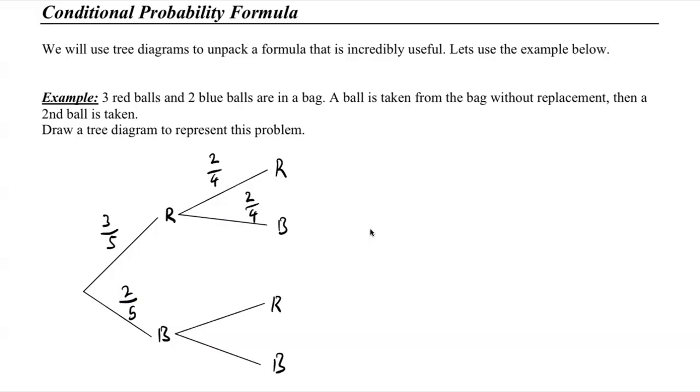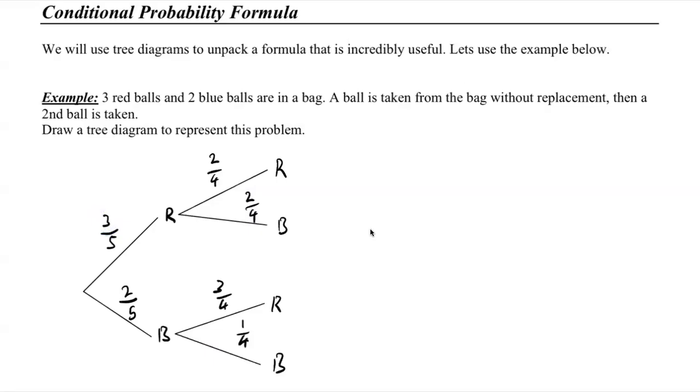Going the other way, I'm still going to have four outcomes once I reach here because again, it's without replacement. However, this time I've taken one of the blue balls out, which means I'm left with 1 in 4 there. Going down this branch, I haven't touched the red balls, which means I'm still left with 3. So I'm going to have 3 out of 4.